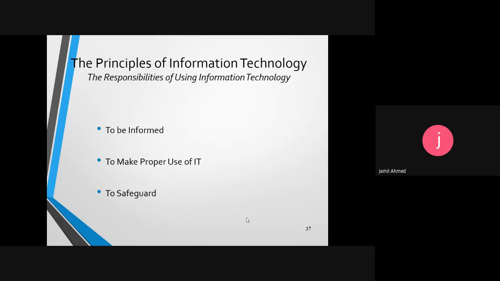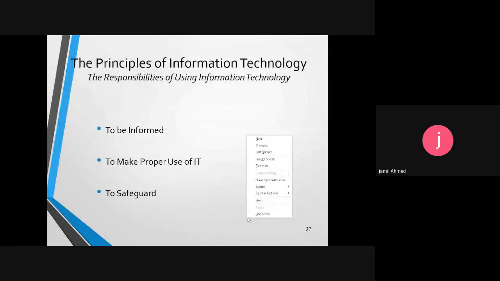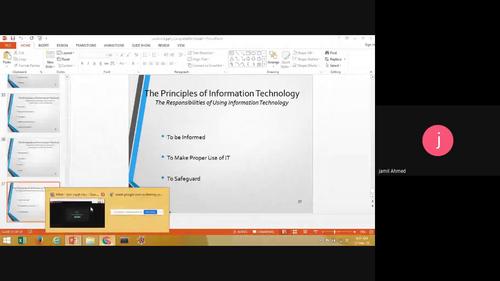So, with the responsibilities of using information, one is to be informed. We must be informed very well to make the proper use of it and safeguard to save our organization as well.